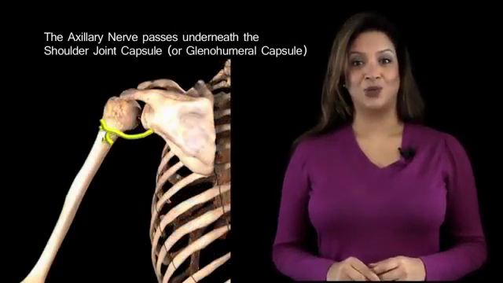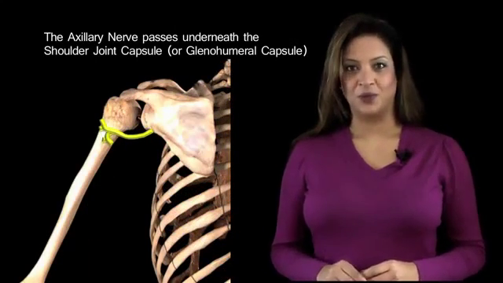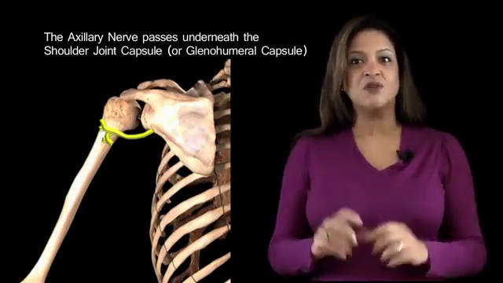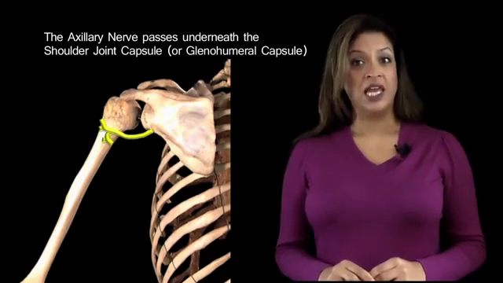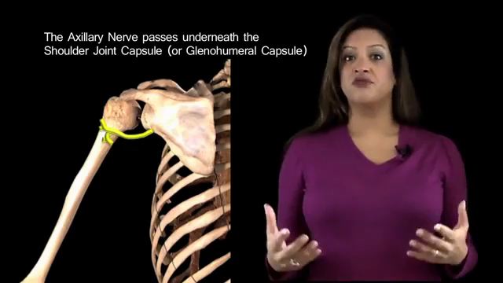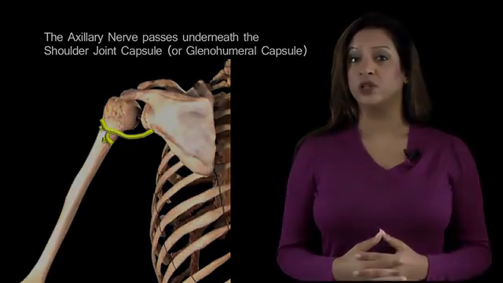At the lower level of the subscapularis, the axillary nerve dives backwards and passes underneath the shoulder joint capsule, or the glenohumeral capsule. And it is this intimate relationship with the capsule that makes the nerve particularly vulnerable if the shoulder dislocates or if there's a fracture to the upper part of the humerus.